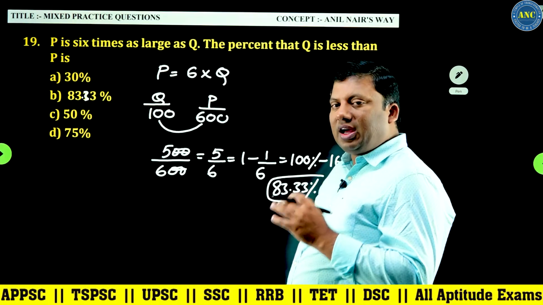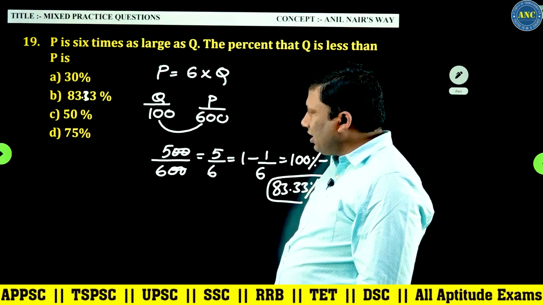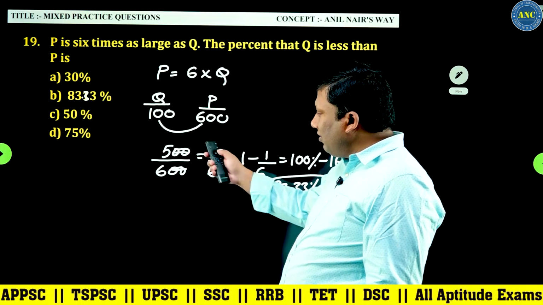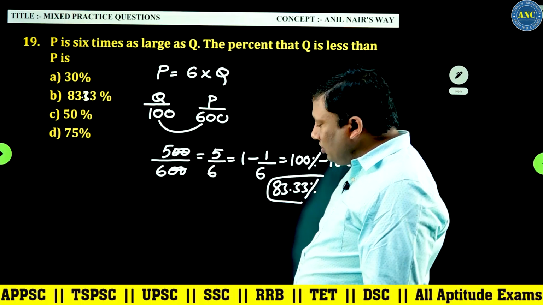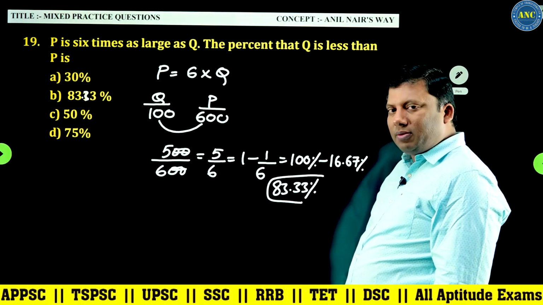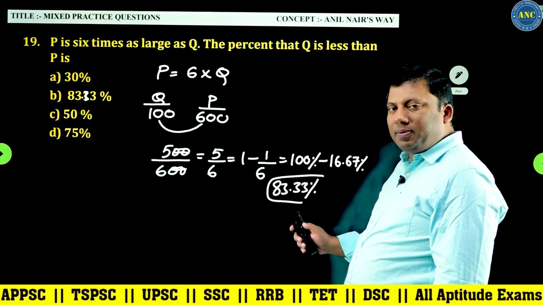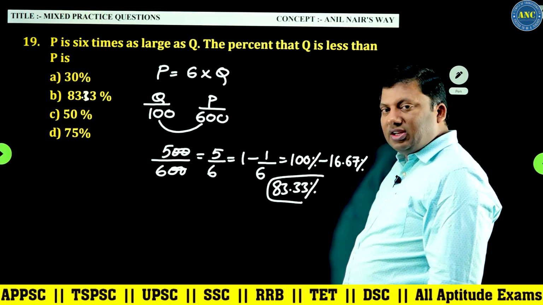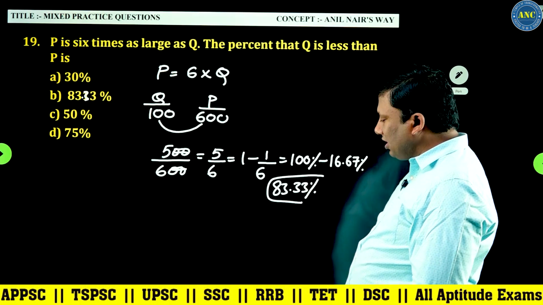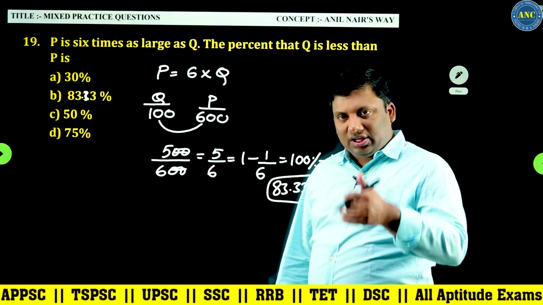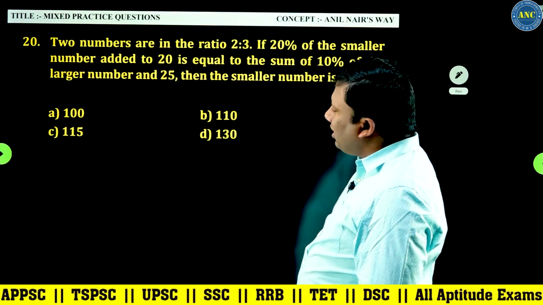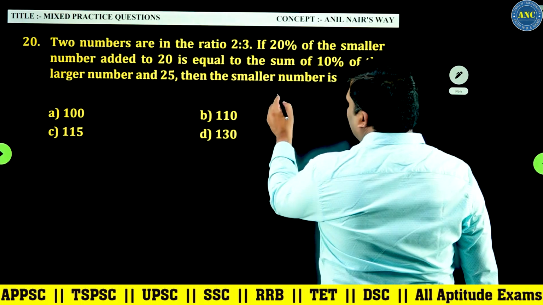P is 6 times Q. If Q is 100, P will be 600. So Q is 500 less than 600. 500 on 600, which is 5 by 6. 5 by 6 means 1 minus 1 by 6. 1 is 100%. 1 by 6 is 16.67. 100 minus 16.67 is 83.33. Idea clear?